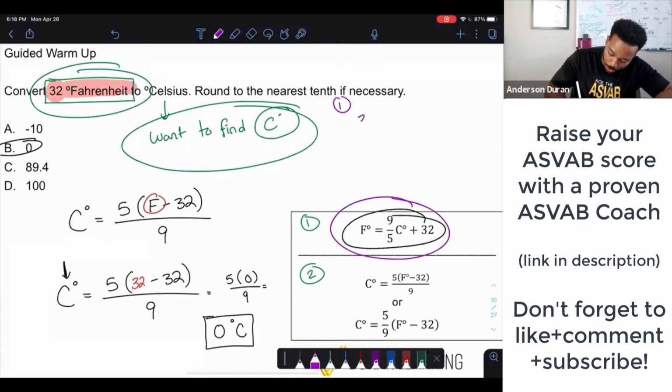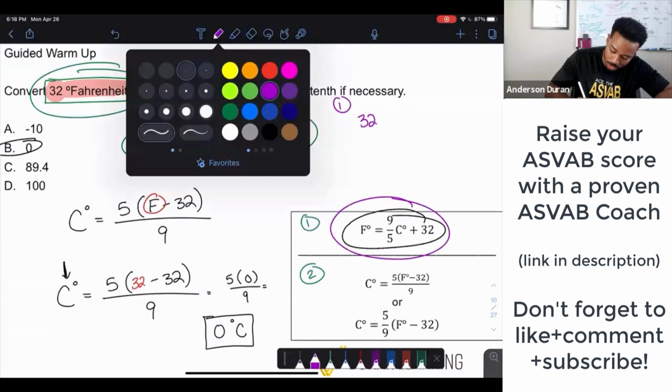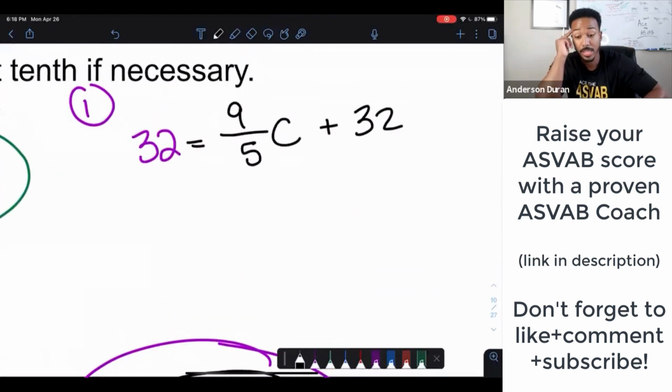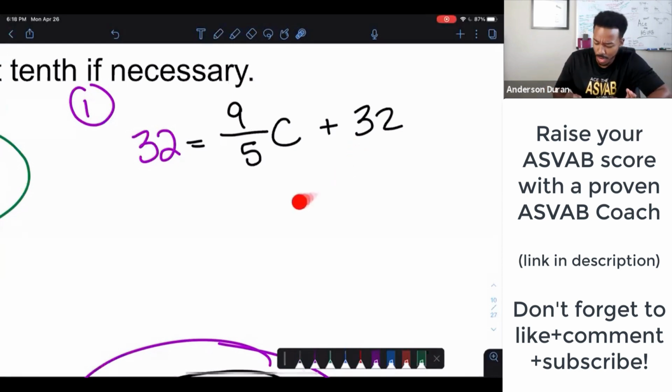All right, I got 32 equals 9/5C plus 32. So when you look at this, is it clear to us that we got a lot of work to do here in terms of finding out what C is? Is it clear to everybody that we're going to have to find a way, subtract that 32? Then I got to deal with this fraction here.